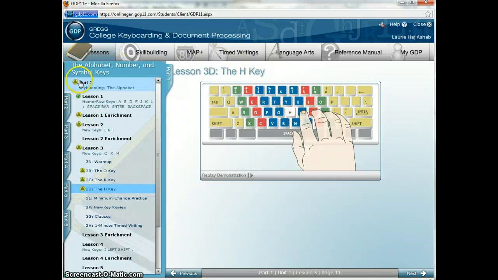And remember the importance of saying the letters. You can either say them out loud or to yourself. The next section is minimum change practice, new key review, clauses, and then you have your 1-minute timed writing underneath 3H. Now you can go back and practice any of these parts at any time that you want to. If you decide you want to do the 1-minute timing more than twice, you can do that. Make sure again that you remember to go back and for extra practice do the lesson 3 enrichment. I'm going to click on lesson 4.